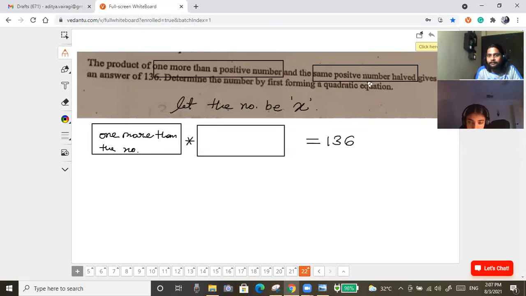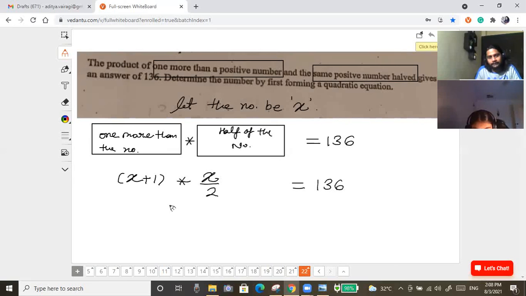And the other number is the same positive number halved, so half of the number. One more than the number is x plus 1, and half the number is x over 2. That is equal to 136. Now we can also write x plus 1 multiplied by x over 2.